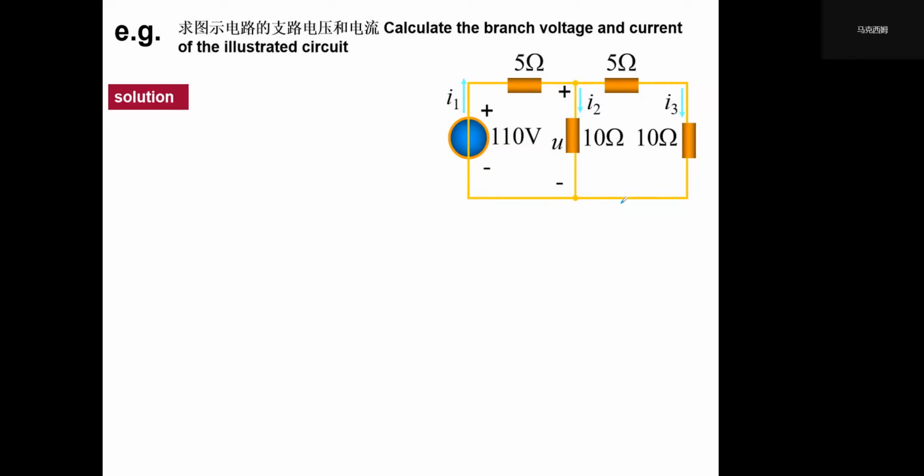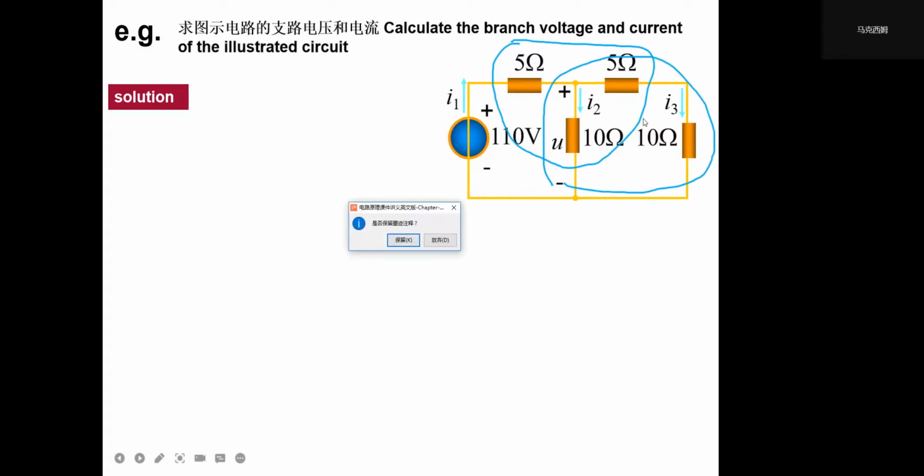And we could also transform this stuff, right? Let's see, this is a typical Y-shaped or T-shaped resistor connection. We can change it to a delta-shaped resistor connection, right? And we can also do the trick to this part, right? This is a delta-shaped resistor connection. So there are so many tricks we can do.